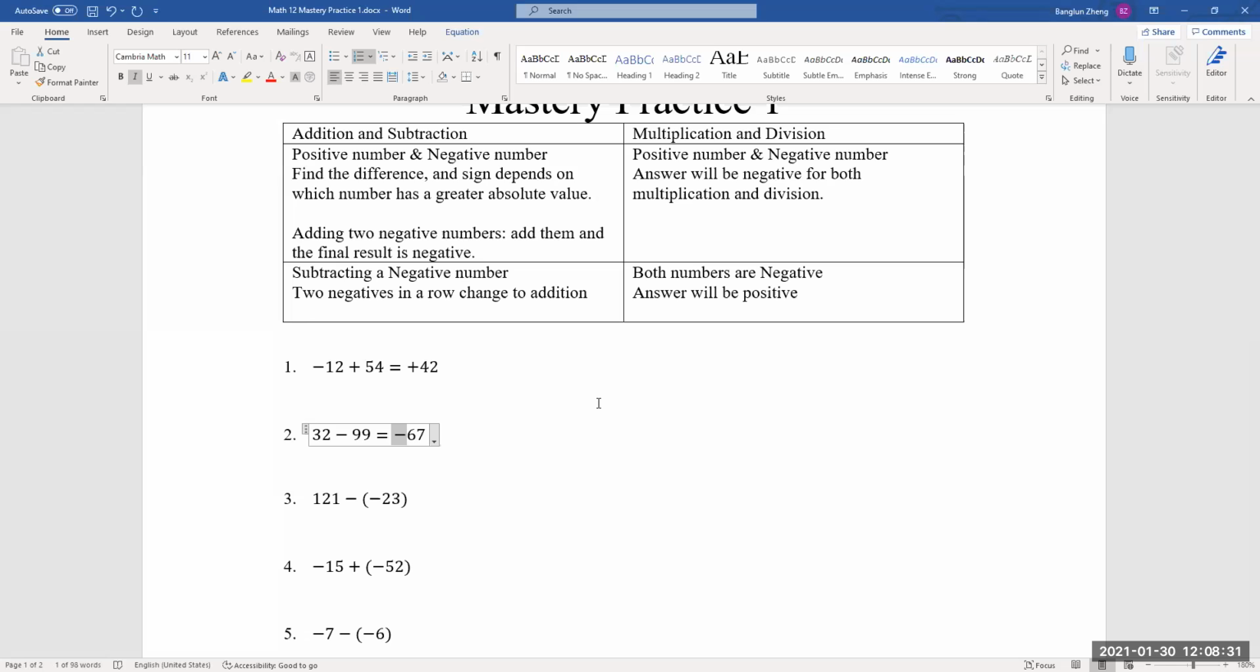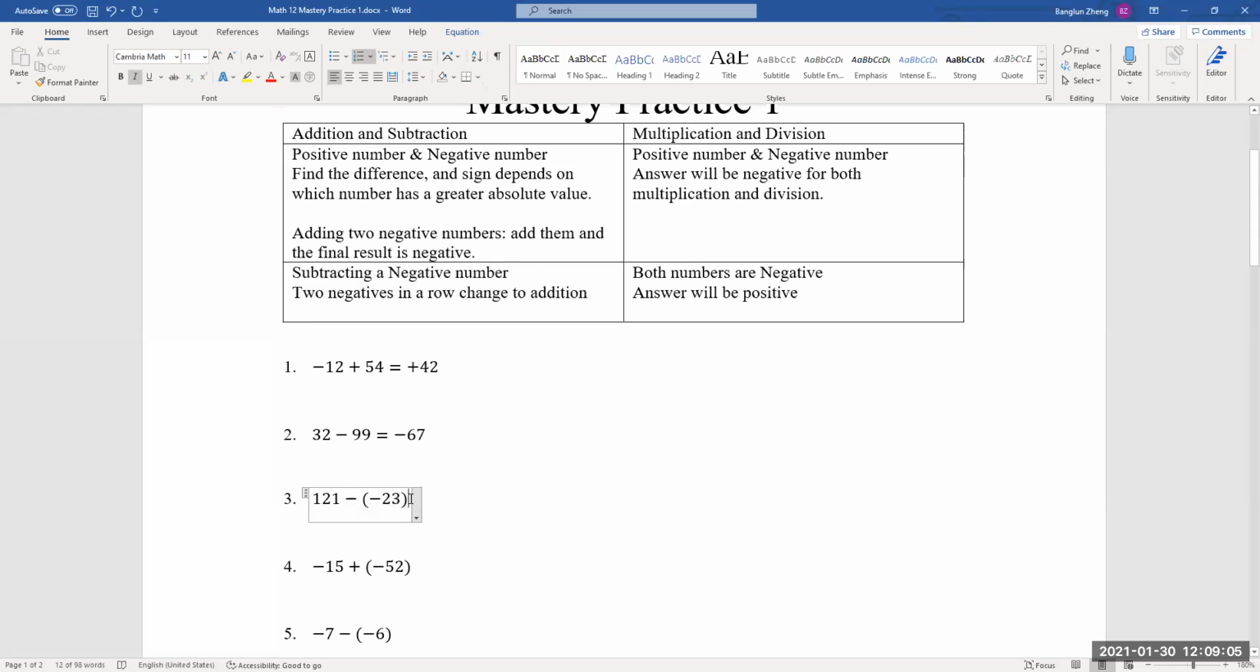Okay, so number 3, it's 121 minus negative 23. So what about this one? This one is subtracting a negative number. So, 2 negatives in a row, right? That's what you're looking for. Do we have 2 negative numbers in a row? Yes. So that means we're going to use this box: subtracting a negative number, or 2 negative numbers in a row, changes to addition.